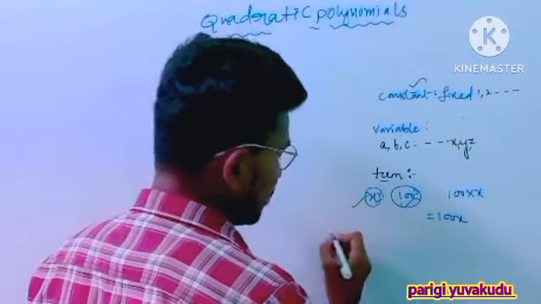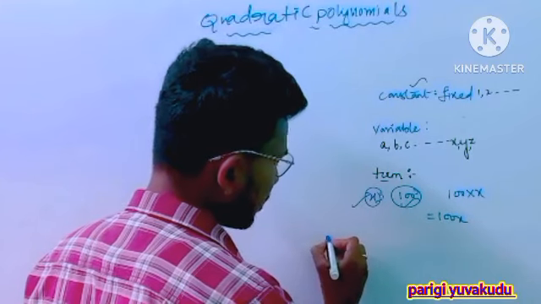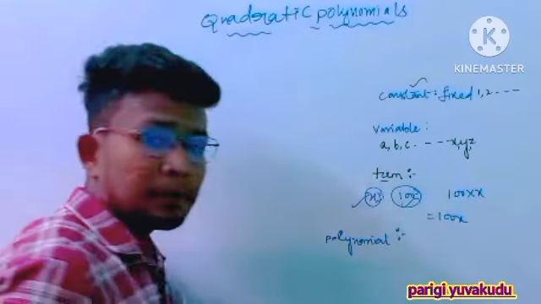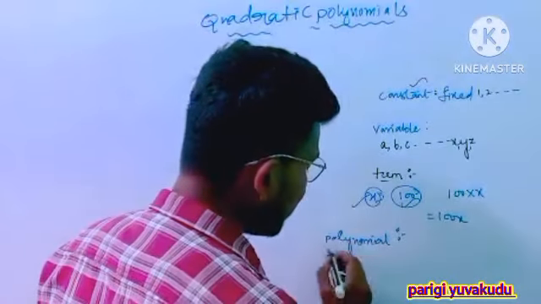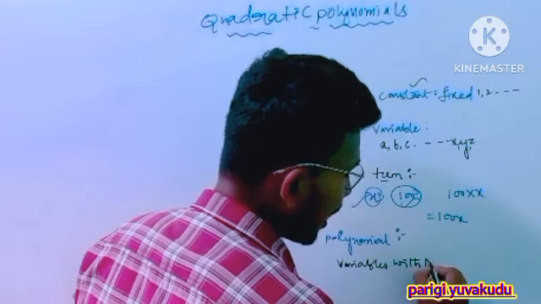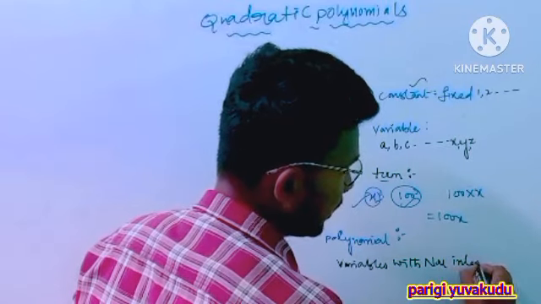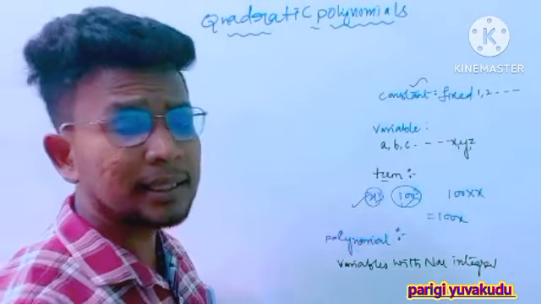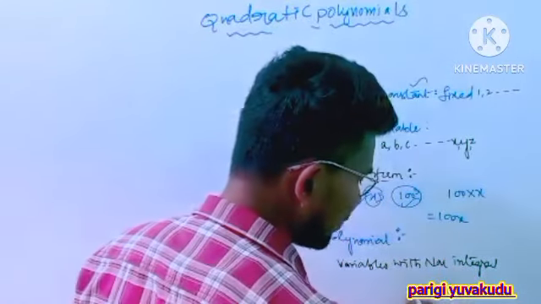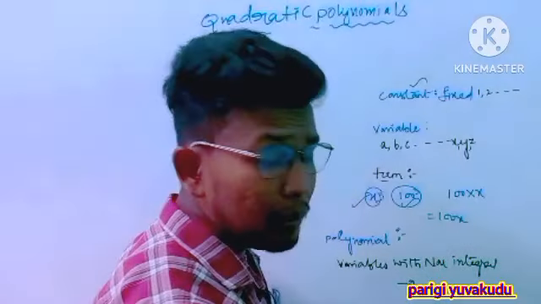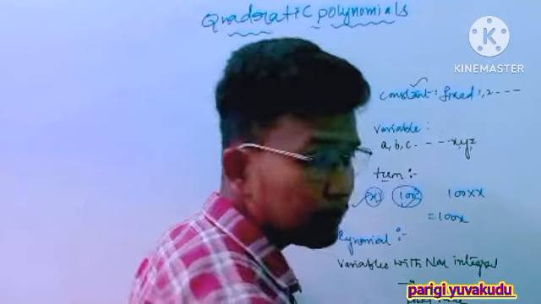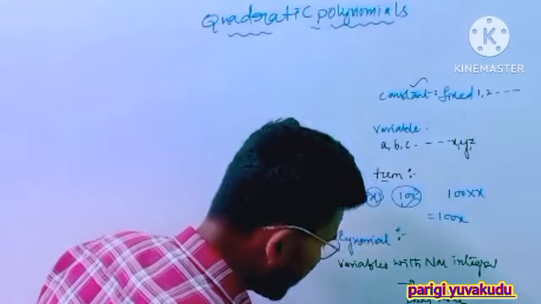Now we are going to explain what is meant by polynomial. An algebraic expression involving variables with non-integral powers. Non-integral powers means the power will become negative, like -2. The power value doesn't come negative. Now suppose, listen here, x power -2.